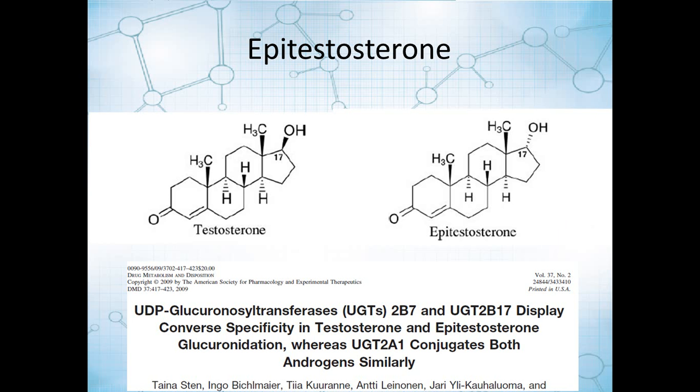So if you look at the structures, they look pretty much the same. They're the same molecular weight, epitestosterone. The difference is here, and it makes a big difference in terms of androgenicity. The epitestosterone is not androgenic. But thankfully, they are conjugated.